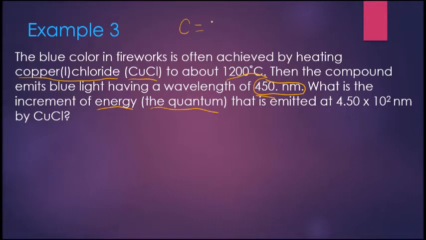So we have our two equations to work with. Our speed of light equals the wavelength times the frequency. And now we have our energy equals Planck's constant times the frequency. So in order to be able to find E, what do we need to find first here?